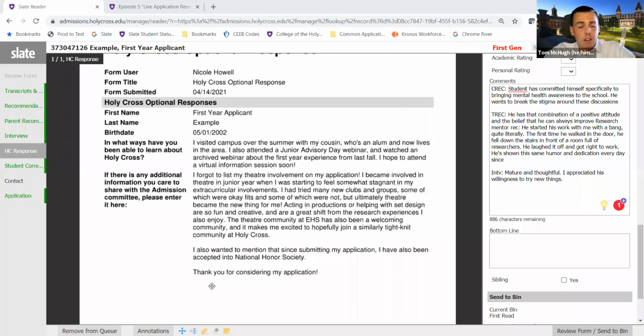And then there's that other question too: is there any additional information that you care to share? And that can be anything at all. That is wide ranging in what students want to communicate to us. But it just allows students to let us know how they've come to learn about Holy Cross, as well as if there's any context that we should know about in terms of their high school experience. So Lynn, what do you look for in these HC responses?